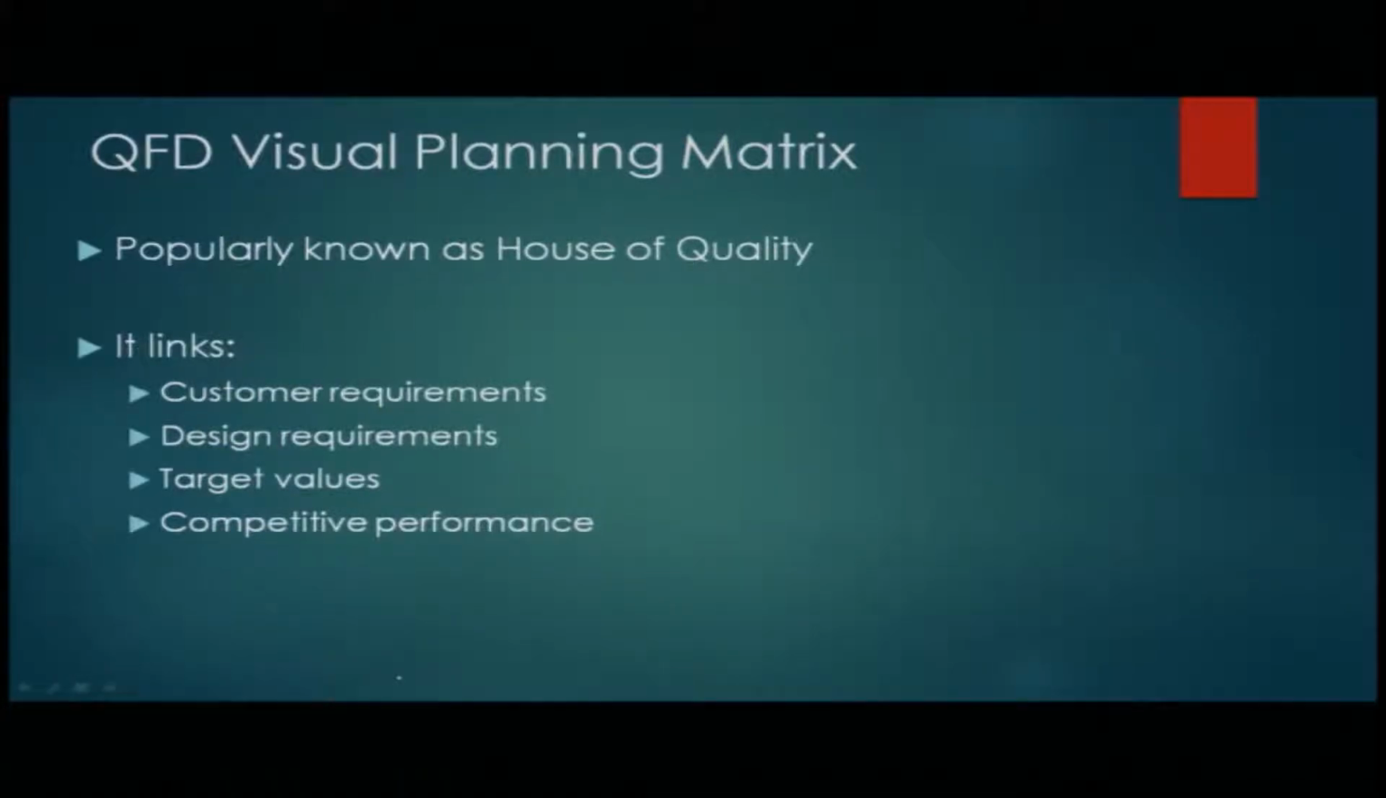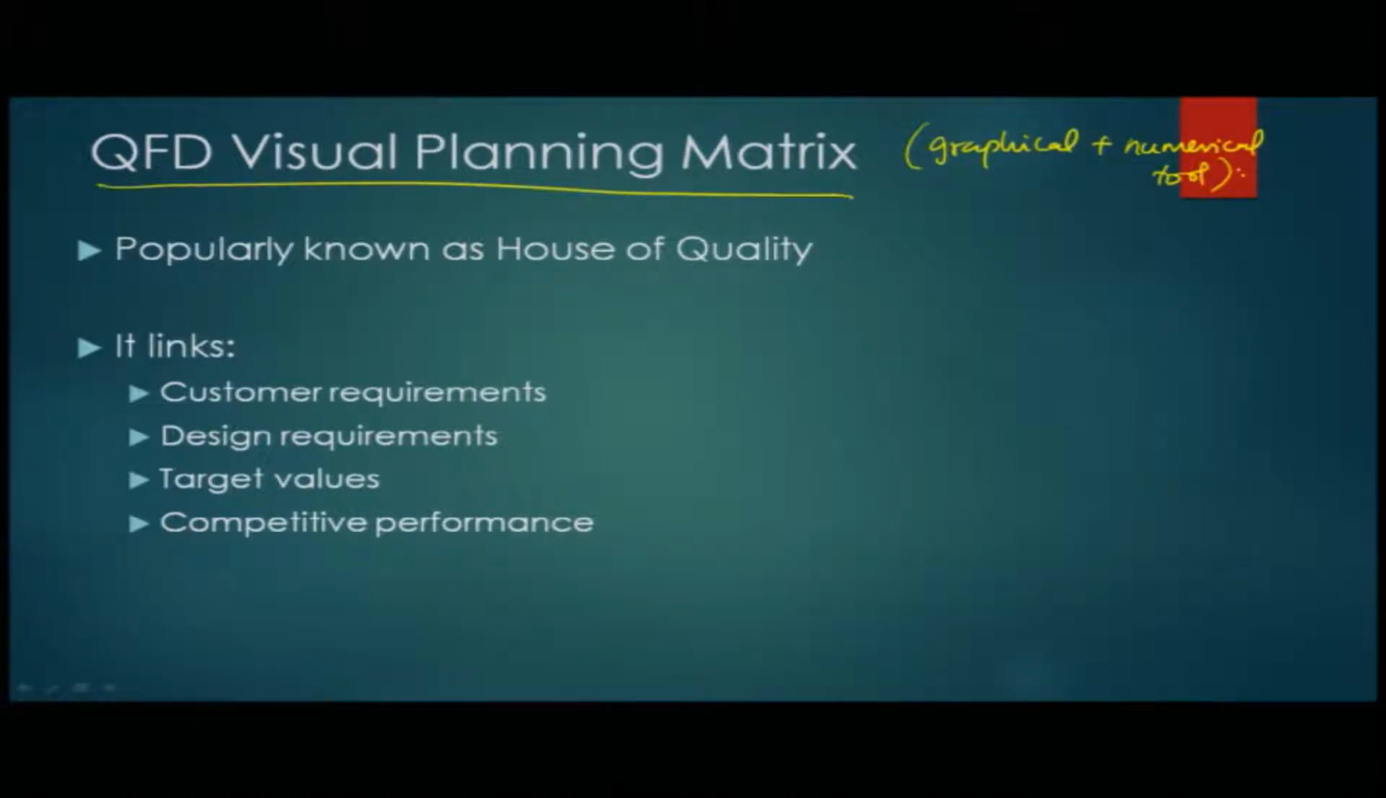So, QFD has a visual planning matrix. To an extent people call it a graphical and numerical tool. I usually call it a graphical plus numerical tool. We will be sharing a case of the usage of QFD in designing an automotive system, which will be part of the reading assignment in this course. So you will understand how QFD can be used for product planning, and to an extent you can extend it to systems planning.